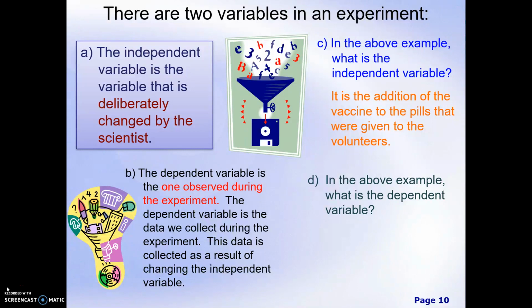What changed? What happened based on the independent variable? The health of the people that got the pills, because you'll be able to see whether the people who got the pills without medicine in it were any better, or whether the people with the vaccine were better than the other people as far as their health goes. So that depended on whether they had the vaccine or not.